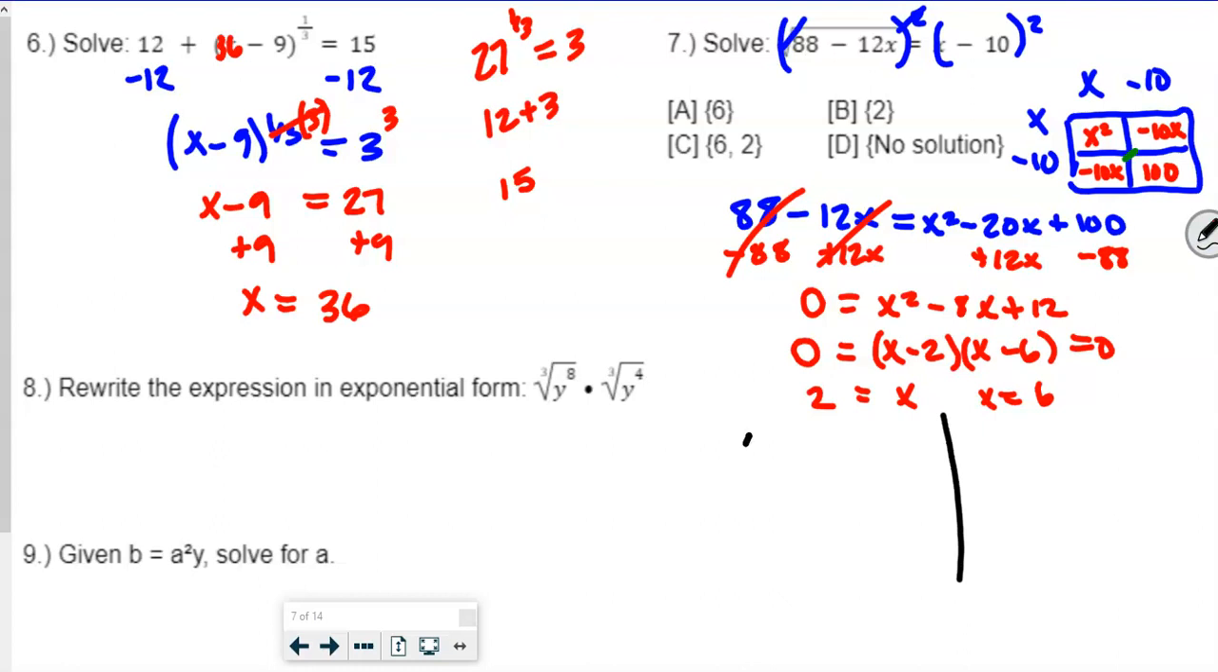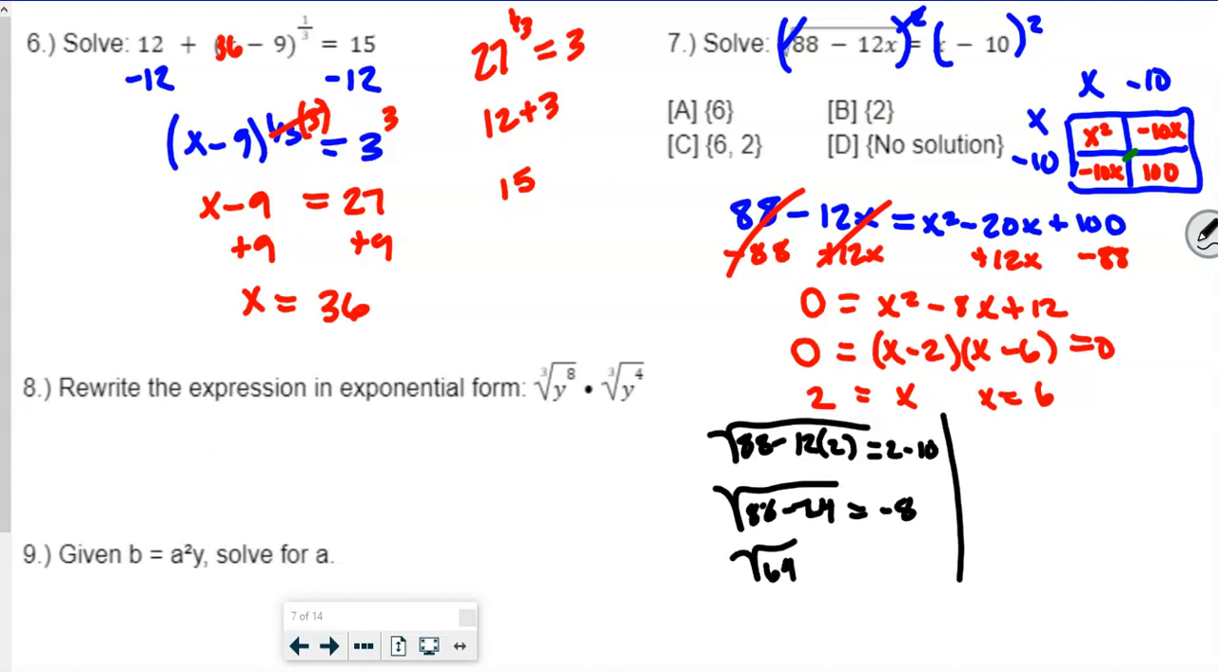So I'm going to do 88 minus 12 times 2. And does that equal 2 minus 10? So this is going to be 88 minus 24. That equals negative 8. So that's going to be the square root of 64 equals negative 8. Does the square root of 64 is 8, right? Does 8 equal negative 8? Nope. So that's not a solution, y'all. Okay? This one right here is not a solution.